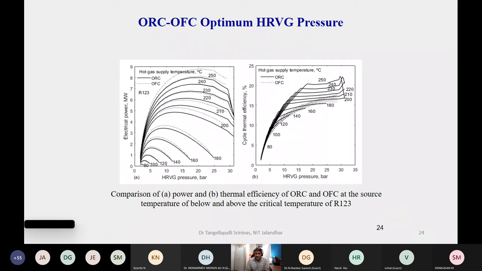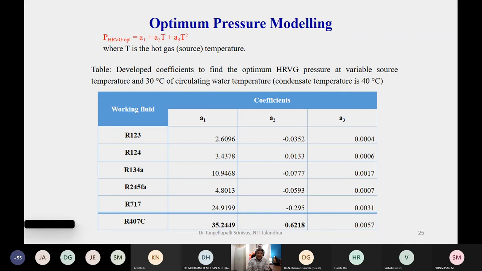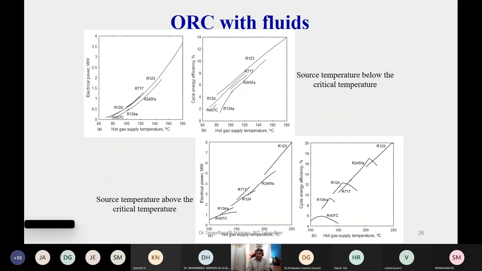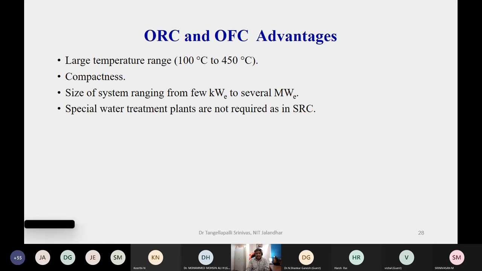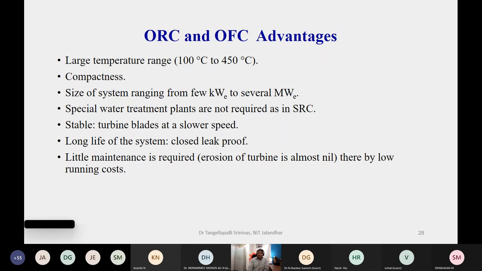The benefit of this flashing and the optimization systems is in how to maintain the source temperature, whether it is below the critical temperature of the working fluid or above it. The advantage of this flashing and modeling is that, without repeating the same story of optimization, developing engineers can straight away use these correlations, substituting the temperature directly to find the boiler temperature. These coefficients have been generated from various working fluids. Similarly, we identified the optimum after crossing the critical temperature. If the source temperature is above the critical temperature of the working fluid, then only do we get the optimum source temperature, so that there is no optimization for ORC, OFC.